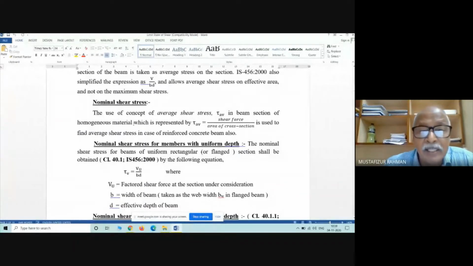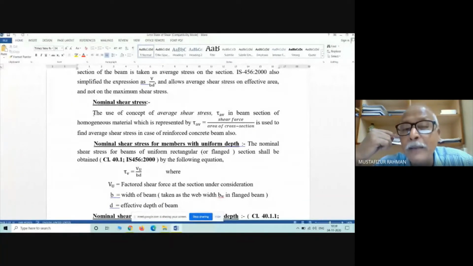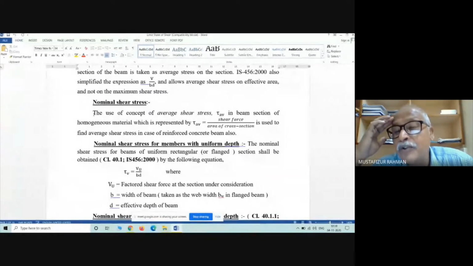Now here, the concept of average shear stress, tau average, in the beam section of homogeneous material. See, homogeneous. I think you are clearer than me on what homogeneous material is. It means it will give the same character in any direction. It is represented by tau average: shear force divided by area of cross section.